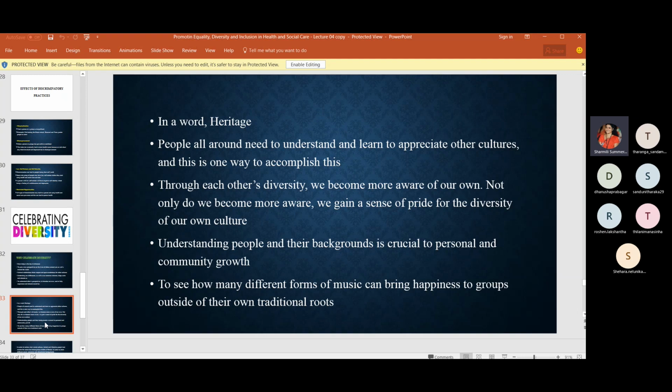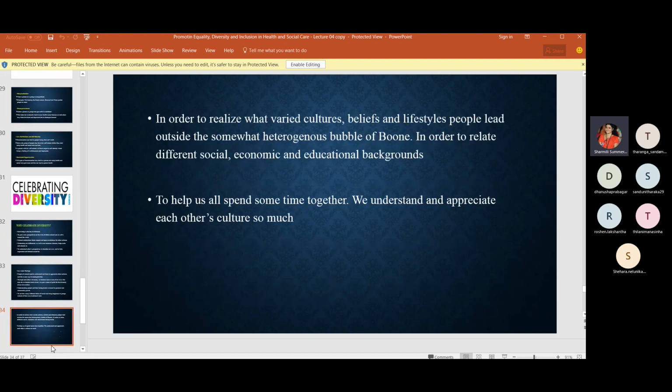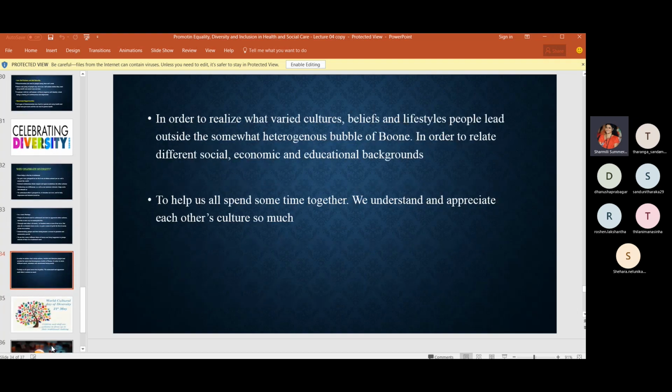Not only do we become more aware, we gain a sense of pride for the diversity of our own culture. Understanding people and their backgrounds is crucial to personal and community growth as well. To see how many different forms of music can bring happiness to groups outside of their own traditional roots. To realize what varied cultures, beliefs, and lifestyles people lead outside the somewhat heterogeneous bubble of Boone, to relate different social, economic, and educational backgrounds. To help us all spend some time together, so we understand and appreciate each other's culture so much.